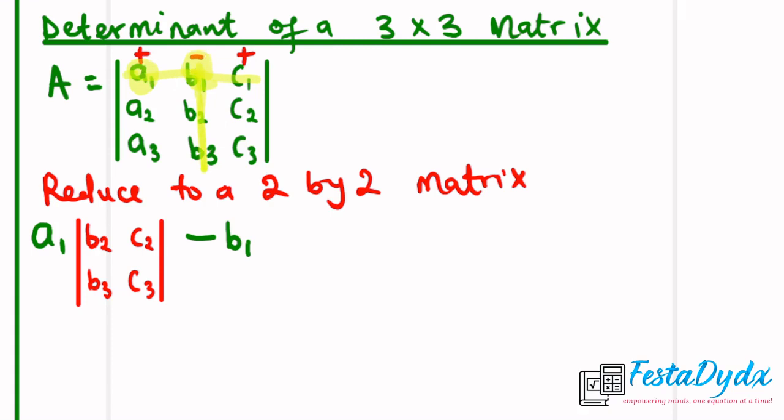The next thing I have to do is to multiply this B1 by the remaining elements we have. So we have A2, C2, A3, C3. Now let's multiply. It's going to be A2, C2, A3, C3. I hope we're getting this.